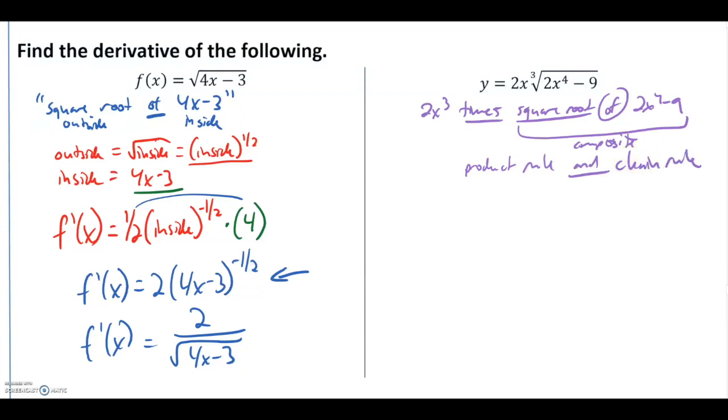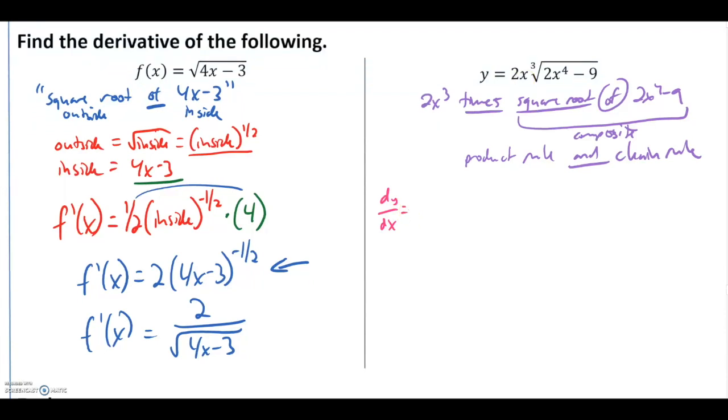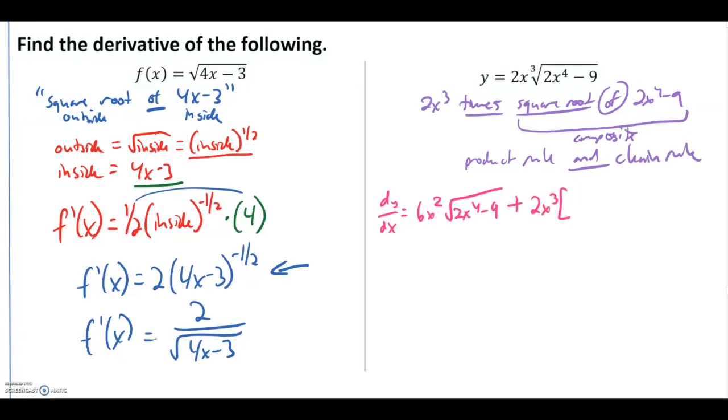But the big thing is to treat this just like we did the original product rule. If you had just seen 2x to the third times square root of x, we would have known what to do with that. It's no different now that that square root has something more complicated inside. So in order to get dy dx, for product rule, we're going to take the derivative of the first, which is 6x squared, times the second left alone, plus the first times, and here's where we're going to have to be able to differentiate that square root of 2x to the fourth minus 9.